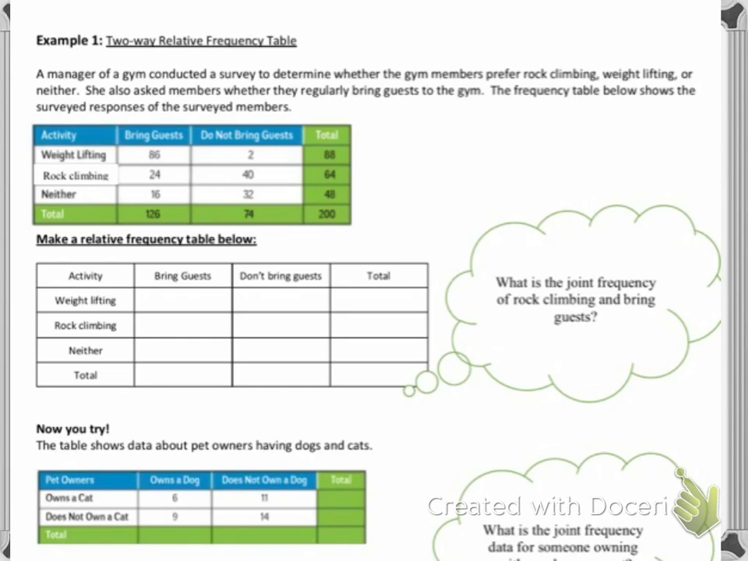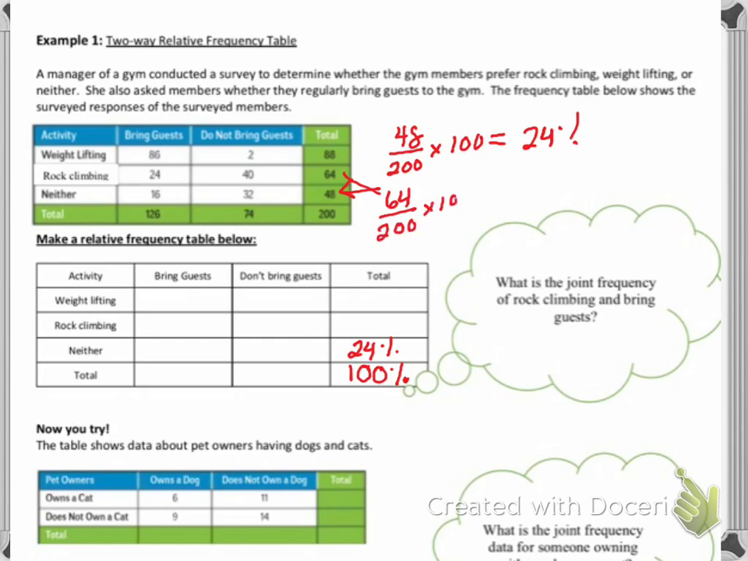So we have our total always in the bottom right-hand corner, which is always 100% of those who are surveyed, right? So we're going to just take every number in here, such as 48, and divide it by 200 and then multiply it by 100 to get my percent. So that changes to 24%. Then I'll do the same thing with the 64. 64 over 200 times 100. That's going to give me 32%.